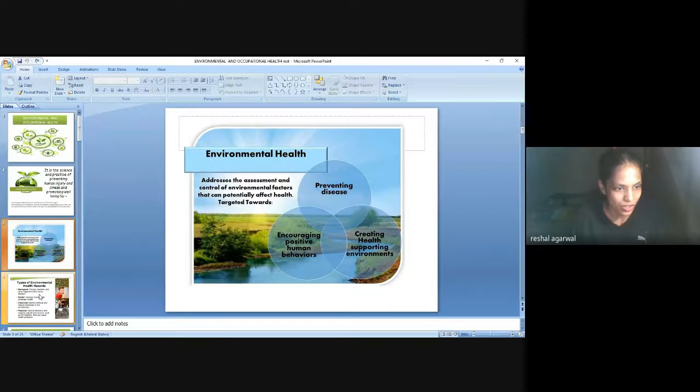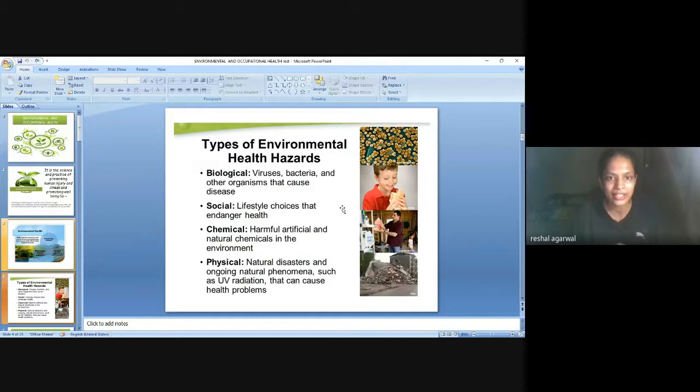Okay, proceeding to the next slide, I have the types of environmental health hazards. There are 4 types: biological, social, chemical, and physical. Talking about biological hazards, viruses, bacteria, and many other microorganisms can cause diseases. And talking about the social, the daily choices we make in our lifestyle can end up endangering our health.